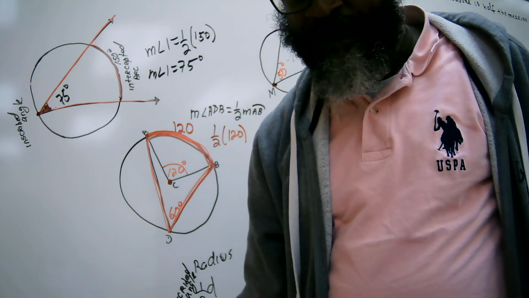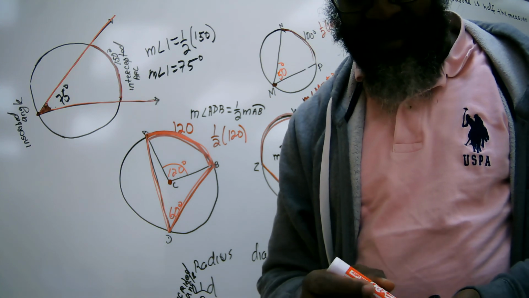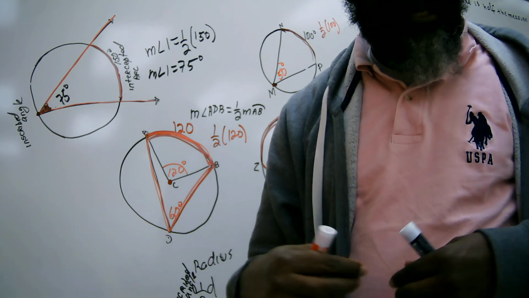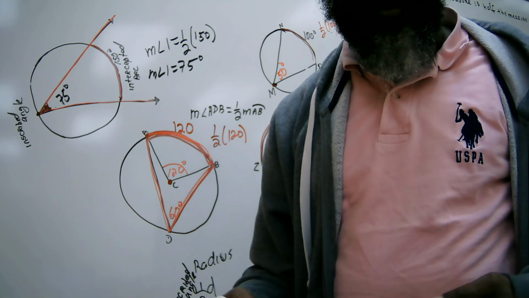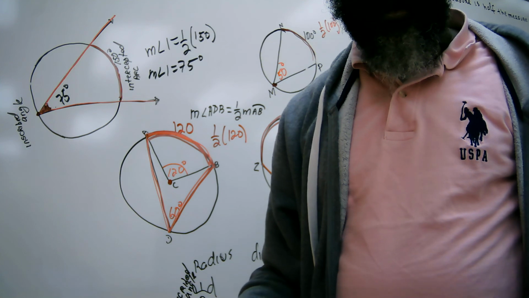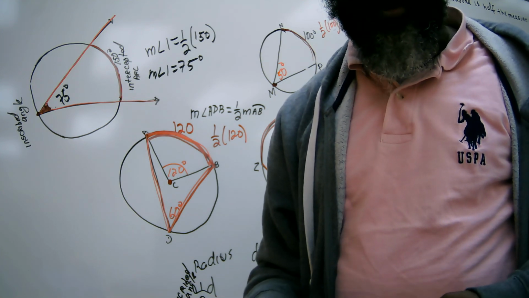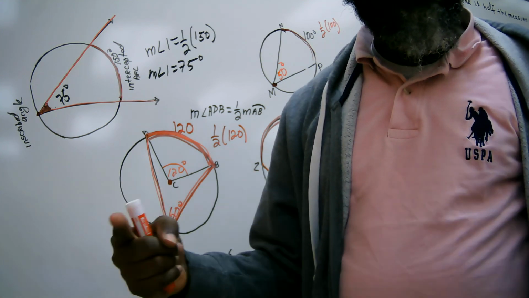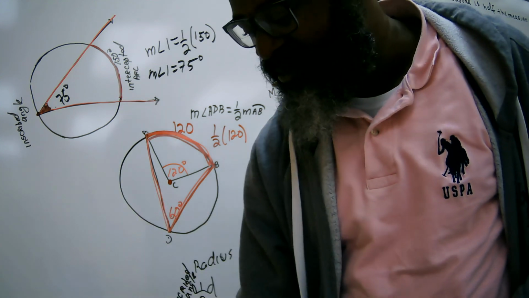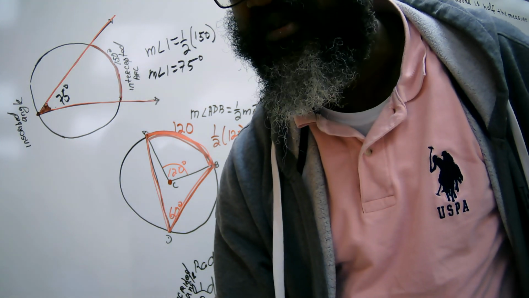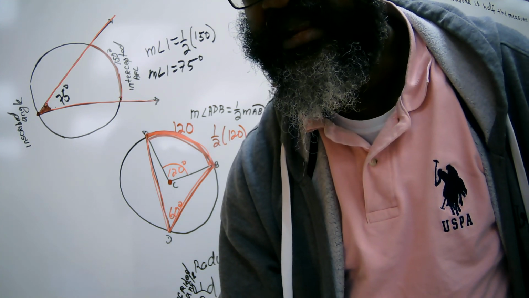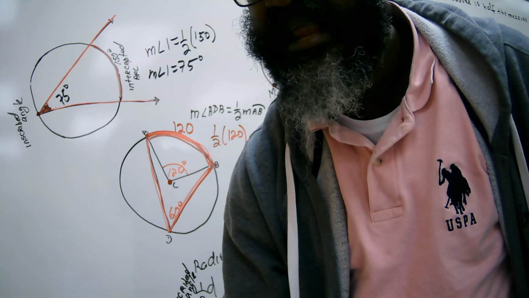Inscribed angle. Remember, an inscribed angle is an angle that is formed where its vertex lies on the circle. The vertex is on the circle. And if you find the inscribed angle and trace its intercepted arc, whatever the intercepted arc is, you take half of that. So compare it with the relationship with radius and diameter.